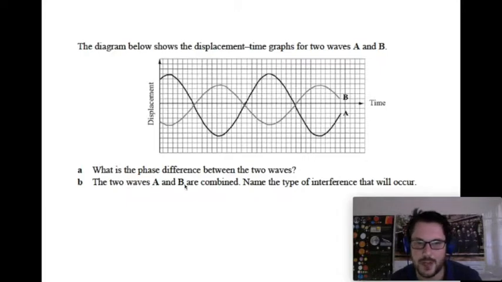The two waves A and B are combined. Name the type of interference that will occur. So when they're combined, if they're out of phase by 180 degrees, we call that destructive interference.